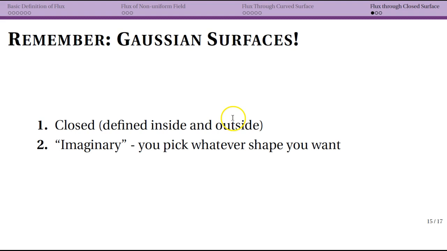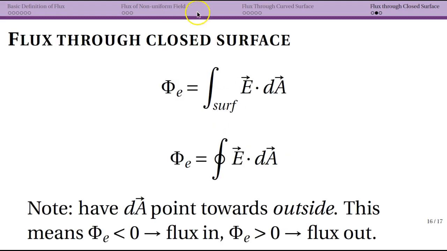Second, when we're talking about Gaussian surfaces, they're just imaginary. They're a mathematical technique that we are using where we pick whatever shape we want. And so soon we are going to be talking about why we want certain shapes rather than others.